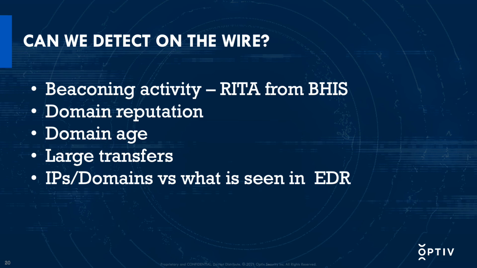From there, we can also compare the IPs and domains that we see in the net flow against what we see in the EDR piece. So if we don't see example.com showing up in traffic in the EDR, but we see a lot of it in our network flow, then we obviously have to compare our baselines and see what's going on.